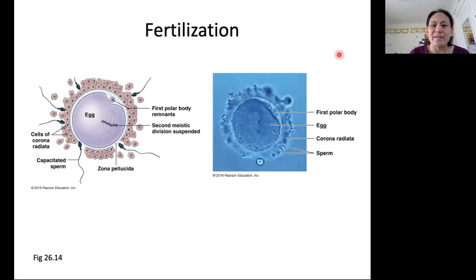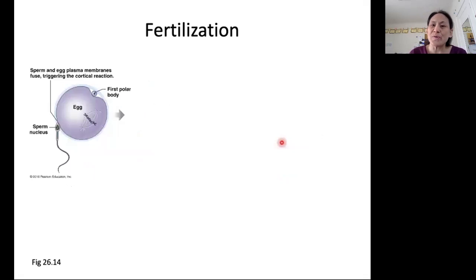Here is an actual photo of fertilization taking place. So we have our egg here. We've got that polar body. You can kind of see the zona pellucida in light blue here. And then around that, we've got our corona radiata, and the sperm coming in to fertilize. Okay, so now let's take a closer look at the process of fertilization.